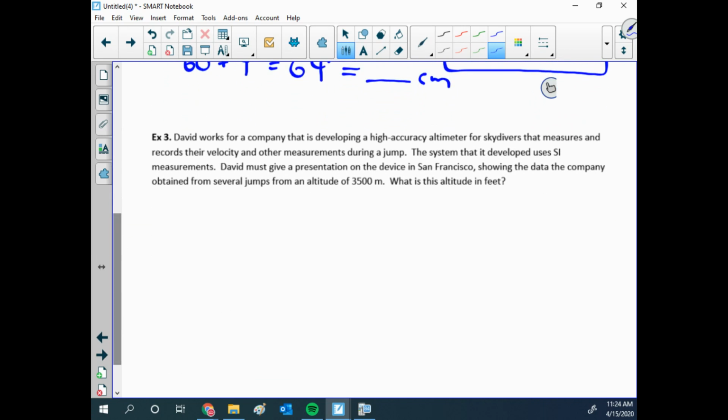Last question here. It says David works for a company that is developing high accuracy altimeters for skydiving that measures and records the velocity and other measurements during a jump. The system that is developed uses SI measurements. David must give a presentation on the device in San Francisco. So San Francisco, that's the states that are going to use Imperial, showing the data the company obtained from several jumps from an altitude of 3,500 meters. What is the altitude in feet? So they're just saying, we have 3,500 meters. We want to know how many feet that is.